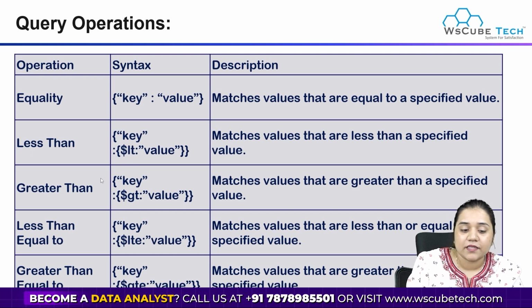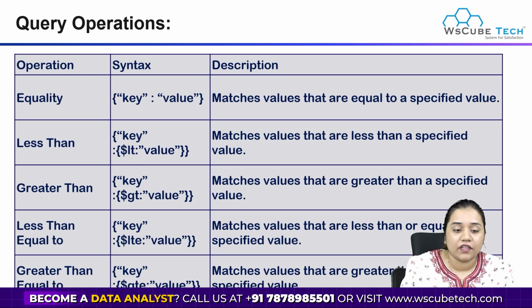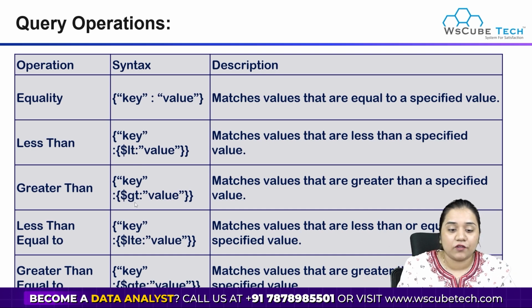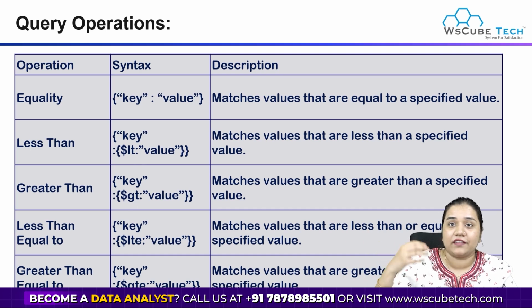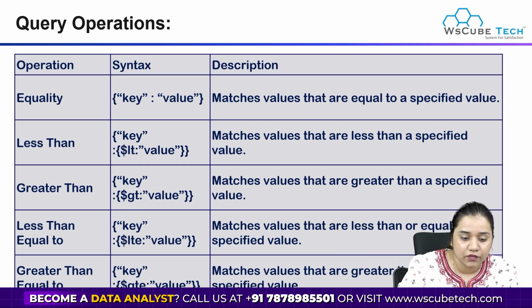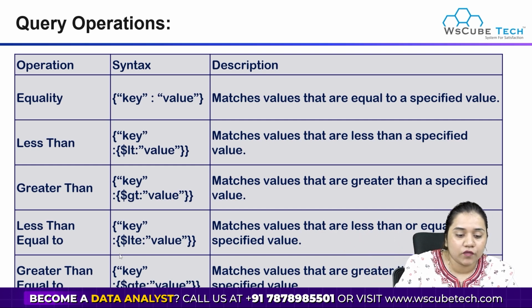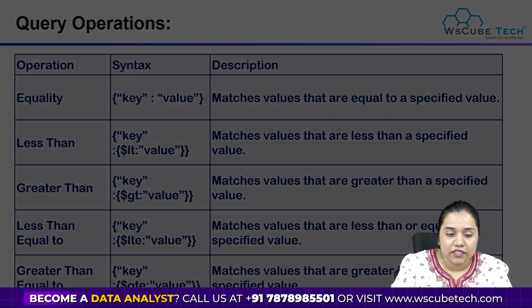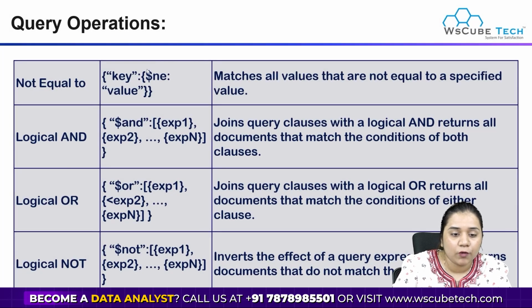LT means less than. Similarly for greater than, again we will be using the key, and for the value we will be writing dollar greater than, and then passing the value, like greater than 50, greater than 80, greater than 90, whatever it is. For less than equal to we have dollar LTE, that means less than equal. For greater than equal we have dollar GTE. Similarly we have not equal to. For not equal to we have NE, that means not equal.